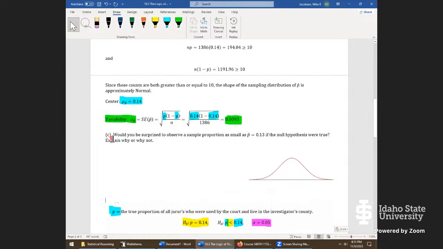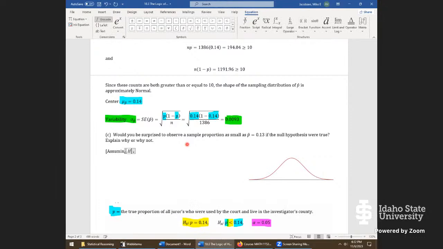So part C says, would you be surprised to observe a sample proportion as small as p hat is 0.13 if the null hypothesis were true? Explain why or why not. I wrote out these instructions pretty much verbatim the way we're going to see them in WebAssign. It's kind of a strange question, but here's what we're trying to answer with this type of question.